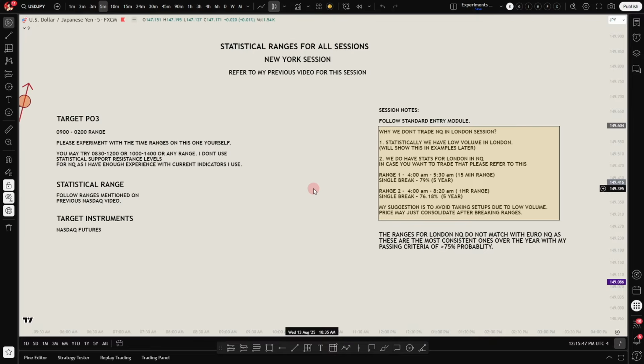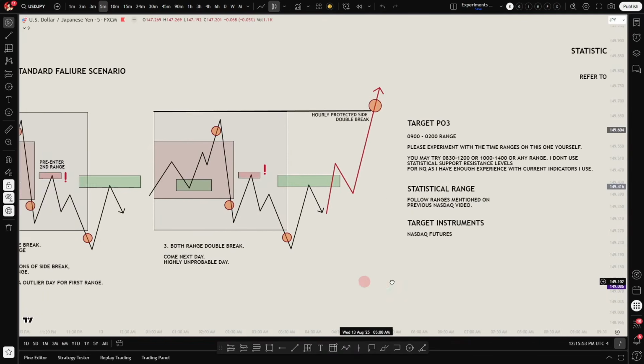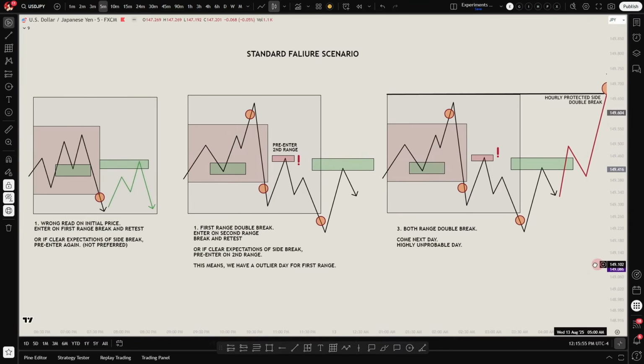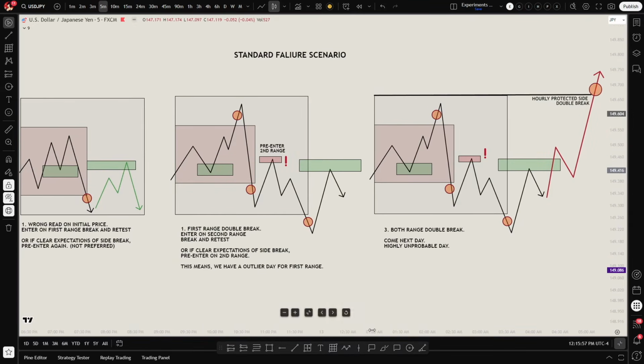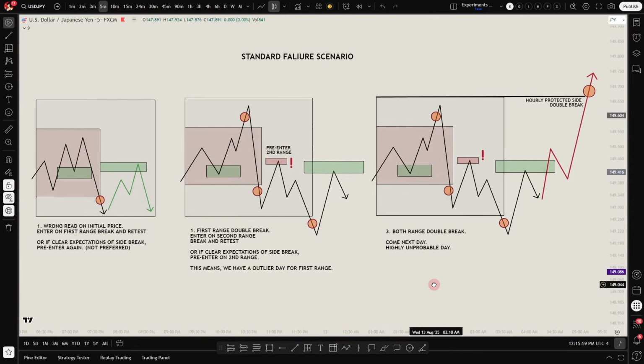Standard failure scenarios. Let's talk about the standard failure scenarios you might face when trading these ranges. 1. Wrong read on the initial range. Sometimes the pre-entry in the initial range fails. In this case, the safer option is to wait for a clean break and retest of the range before re-entering. If you have a strong directional bias, you may attempt a re-entry, but this is not preferred. The disciplined approach is to look for a retest setup rather than forcing trades.